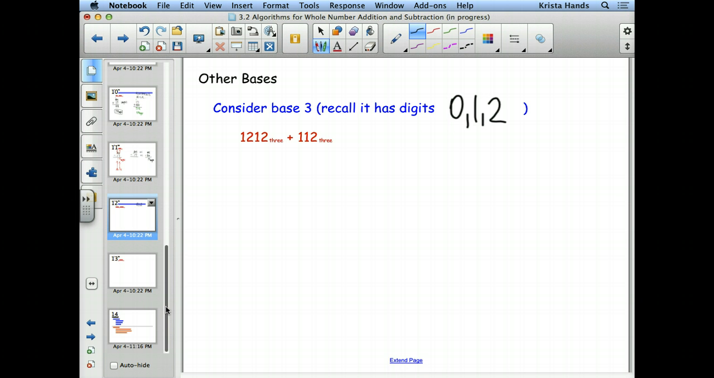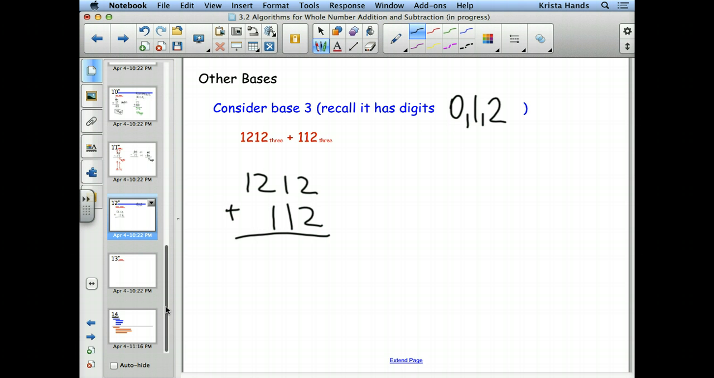All right, so first thing we're going to do is add. We're going to add 1 2 1 2 base 3 plus 1 1 2 base 3. I'm first going to do it with the standard algorithm, because you guys think you like it. But we'll do a fun one next.